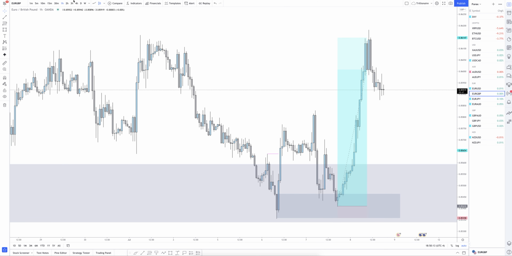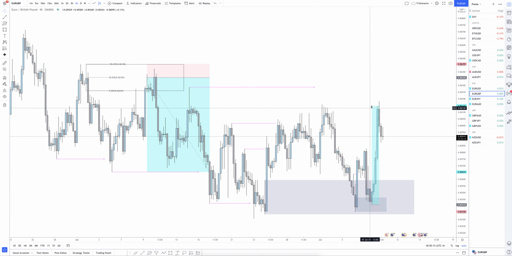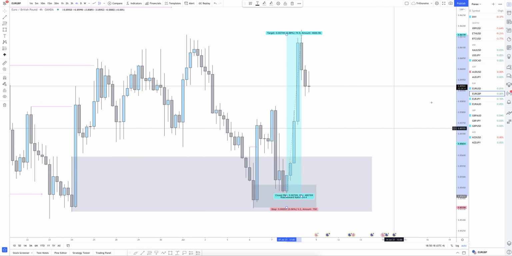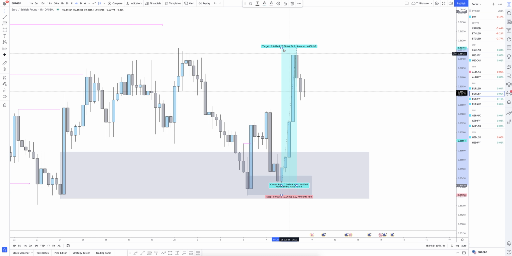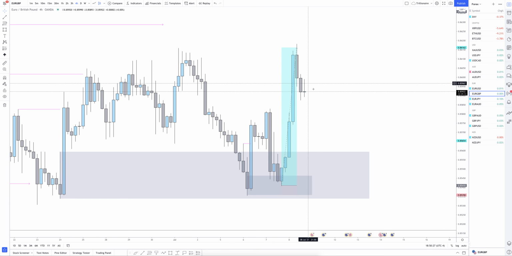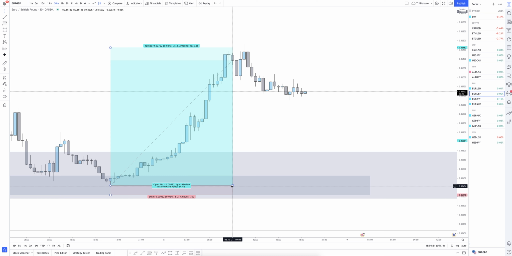All right, and our target was simply just the H4 highs right up here within this area. So around 74.9 pips. I believe I collected 75 pips on it. Here we go. All right, so this was a very, very straightforward and easy type of trade setup.